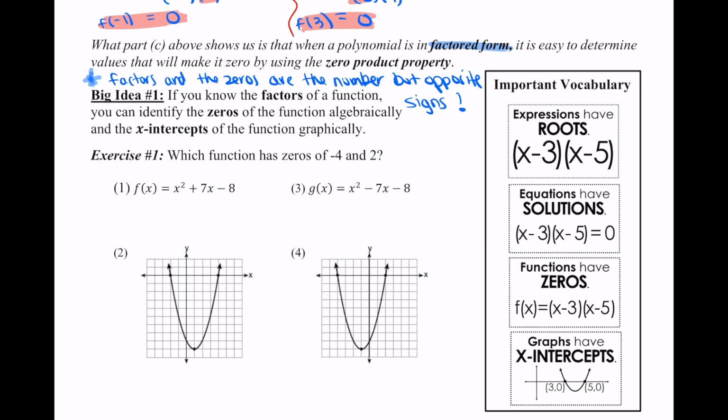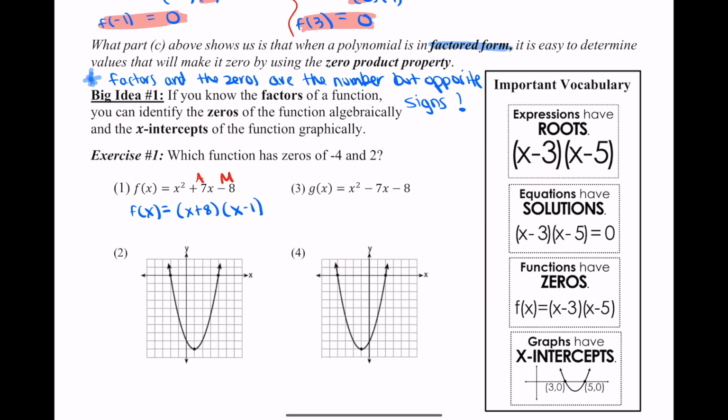So hopefully you notice 2 are functions in standard form and 2 are the graphs of a quadratic function. So in order to answer this question, we want to find the zeros of all the answer choices. So in option number 1, we can't easily tell the zeros from standard form, so we're going to rewrite it in factored form. All right, so we've got to find a pair of numbers that multiply to be negative 8 and add to be 7. Pair of numbers would be 8 and negative 1.